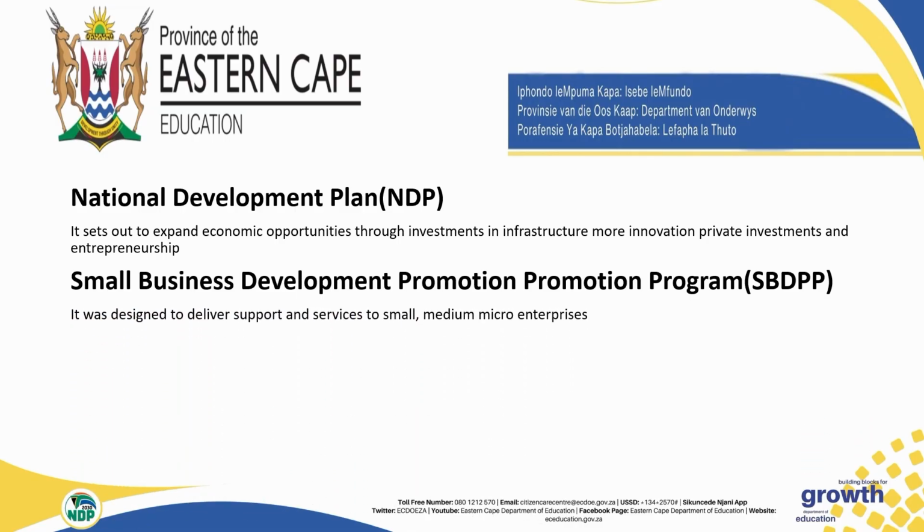Then let's look at the Small Business Development Promotion Program, SBDPP. This one was designed to deliver support and services to small, medium, and micro enterprises. So there are people who've got skills to start a business, or who have already started their businesses, but maybe they are experiencing difficulties. Therefore, government has to chip in to support them, to give them training, to give them funds, to market these businesses. So if ever they are supported in this manner, they are going to help the economy of the country and employ people of South Africa.